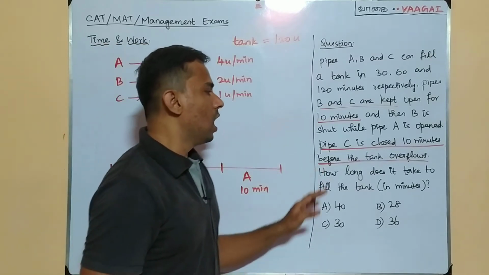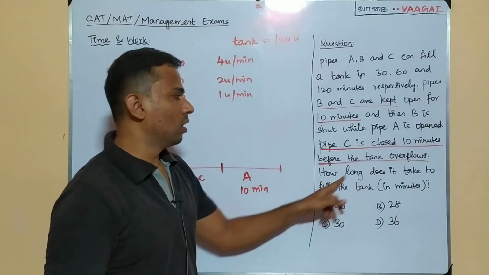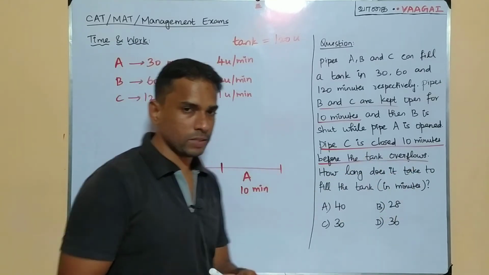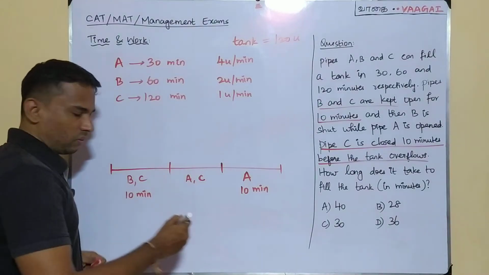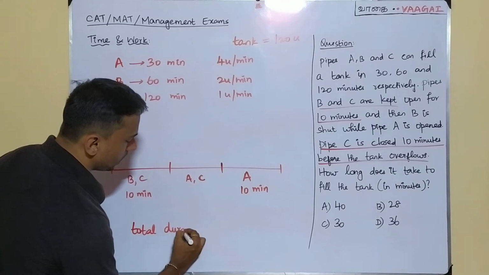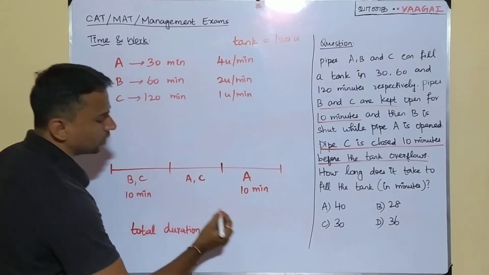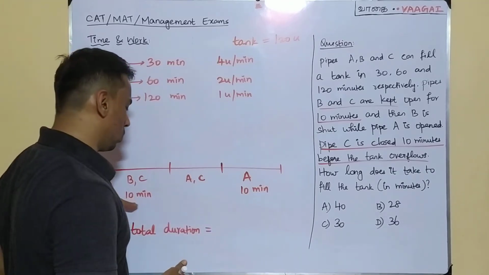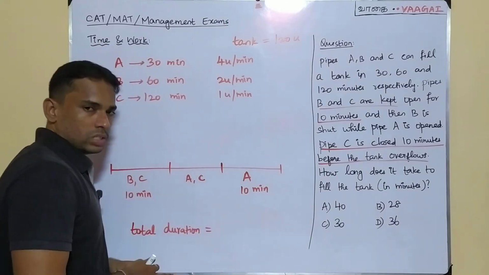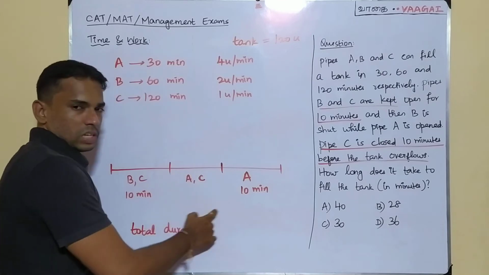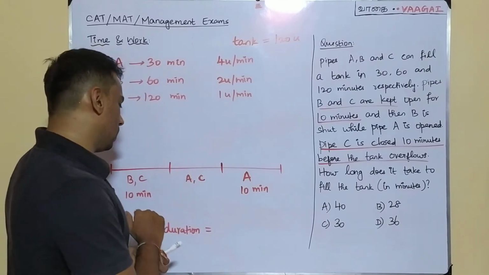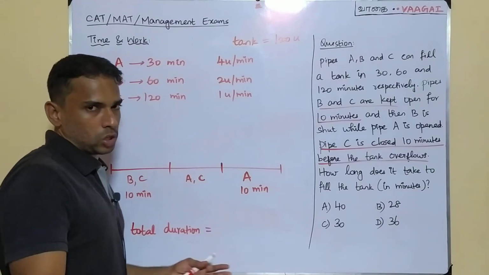And continue the question. How long does it take to fill the tank? That means the total duration is what we are asked to find here. So what is the total duration it is taking for the tank to fill? This is going to be the question. So total duration we are supposed to find. And of course this in between part is missing. Once we are able to find this part, then we can easily get the answer. That's going to help us get the total duration.